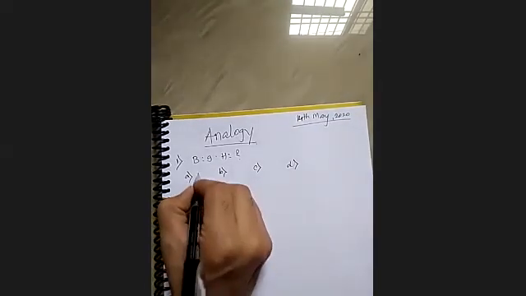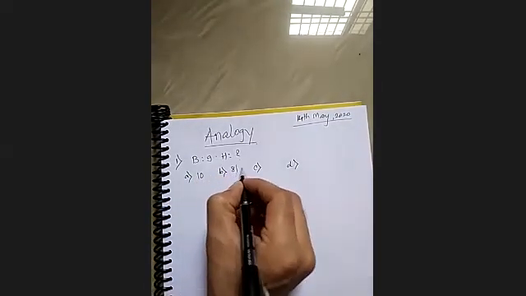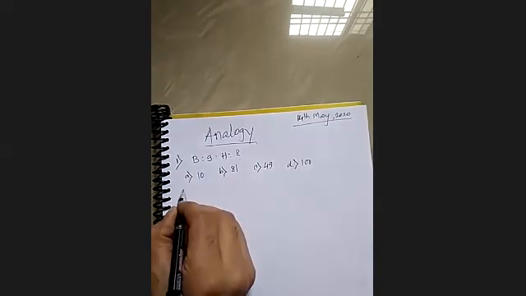B is having a relationship with 9. So what is the relationship of H? Your options will be A, B, C, and D. Here the options are 10, 81, 49, and 100. So what is your answer?